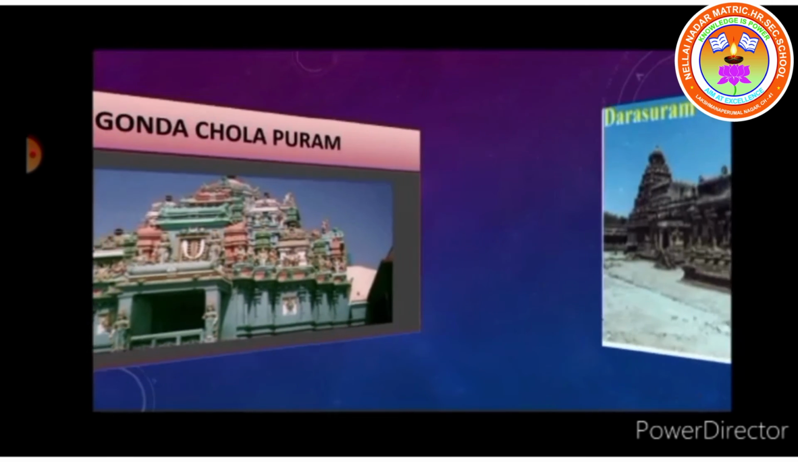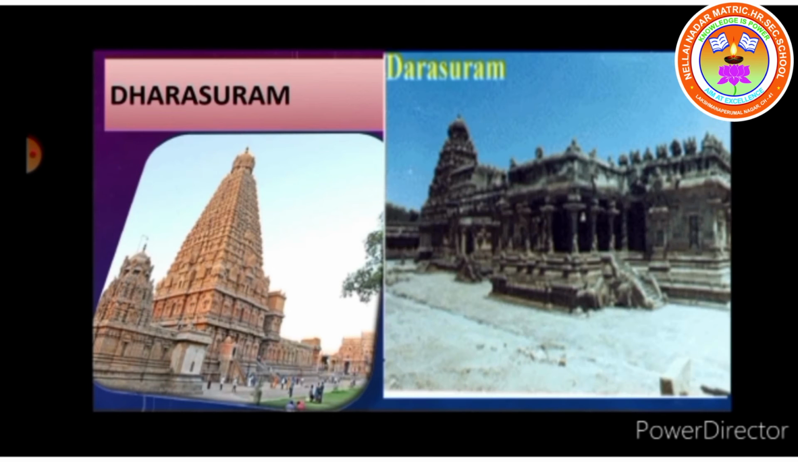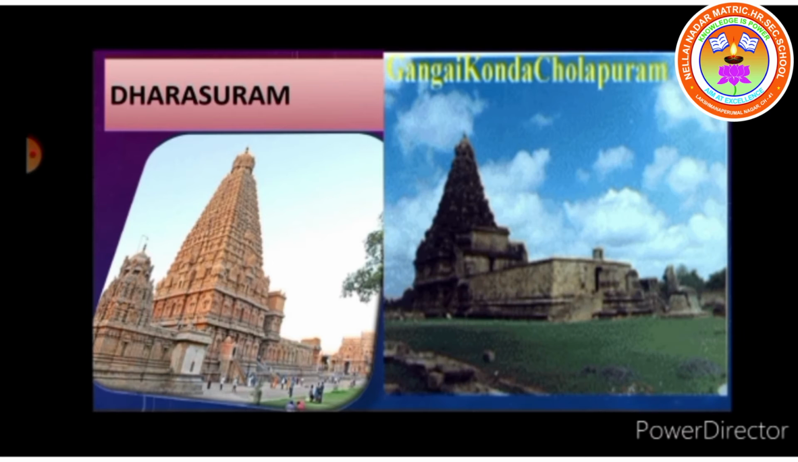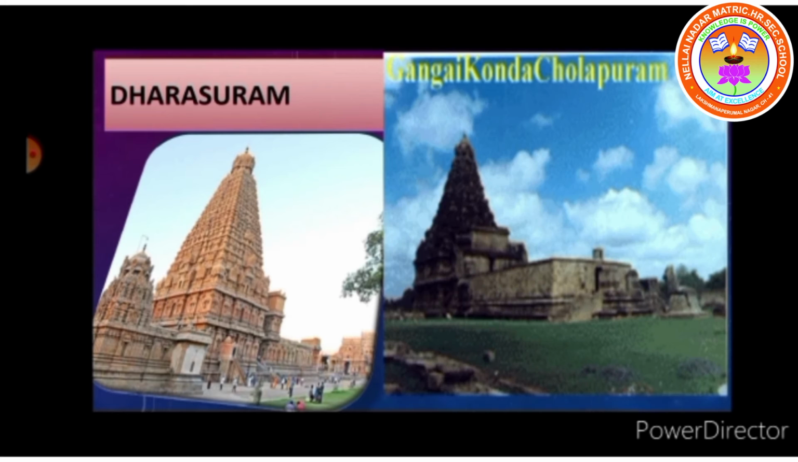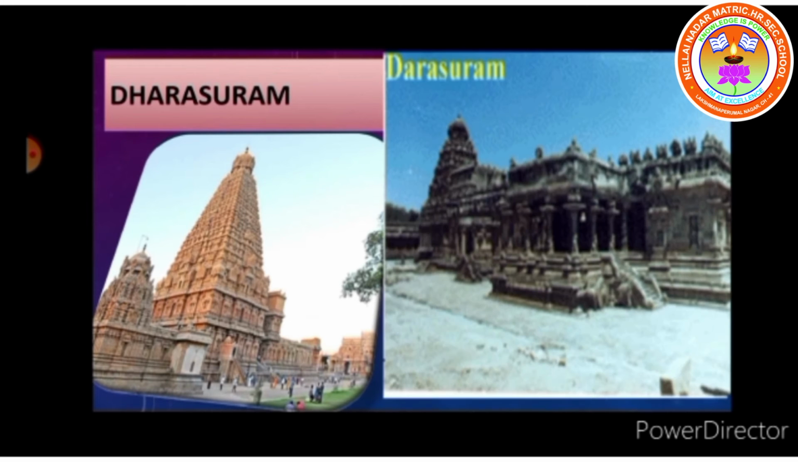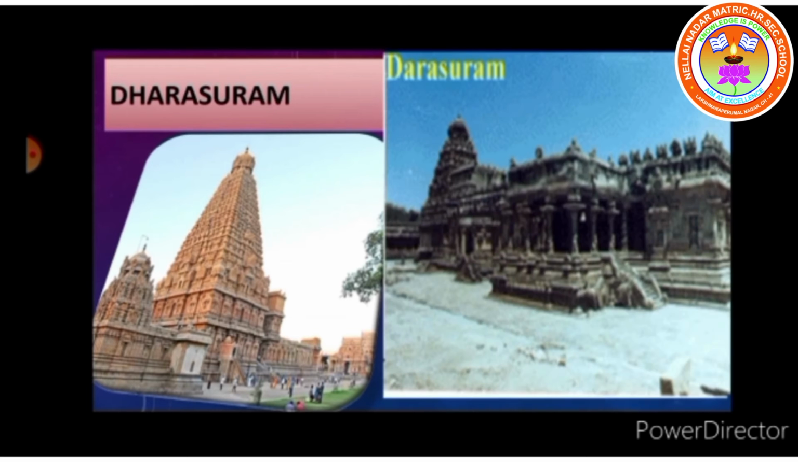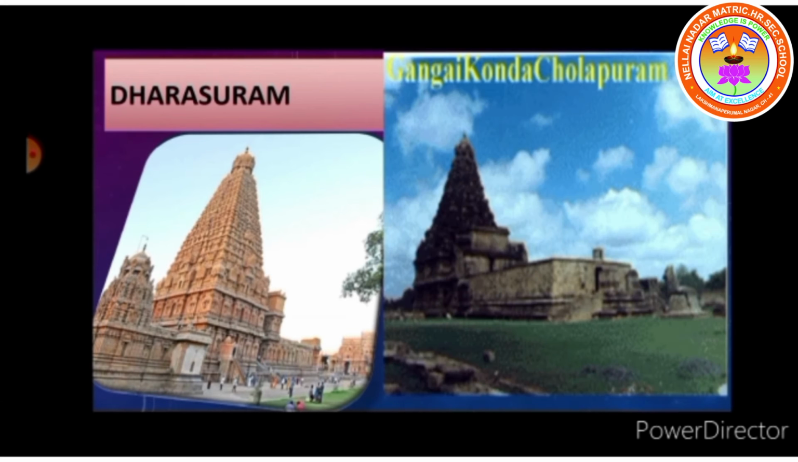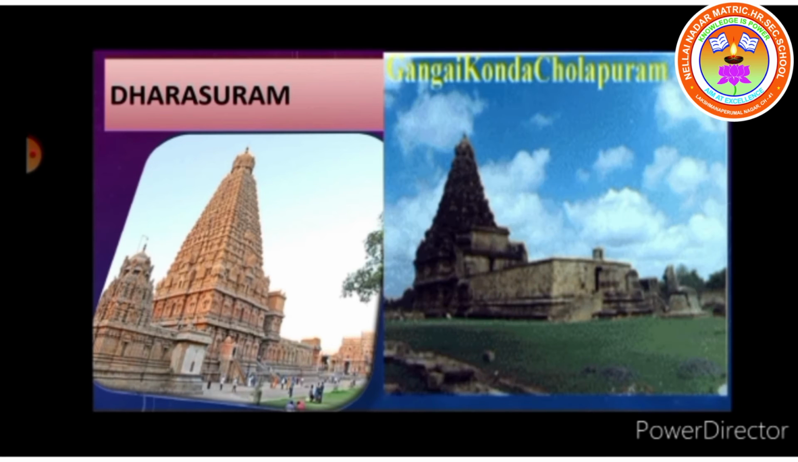Next, let us see Tarasuram. Tarasuram near Kumbakonam is a later Chola period temple rich in architectural splendor dedicated to Iravadeshwara. Rajaraja II constructed this temple. This temple is another landmark of the Chola architecture. The Mahamandapam is an elaborate structure. A compound wall runs round the temple with a Gopuram.